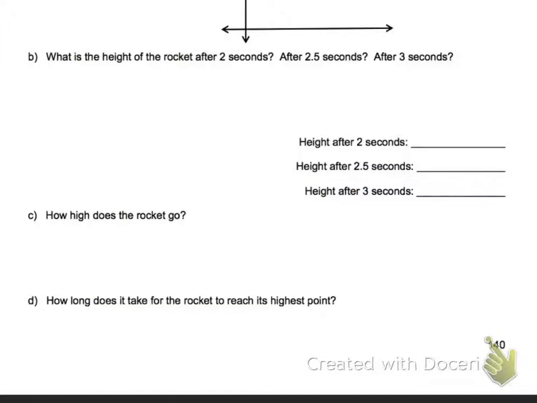Okay, so what did you get, what was the height at 2 seconds? 280, and what is the units? Feet? Is it feet? Yes. Make sure that you put the units, because I don't know what 280 means. Height after 2.5? 290 feet. Height after 3 seconds? 292 feet. How high does the rocket go?